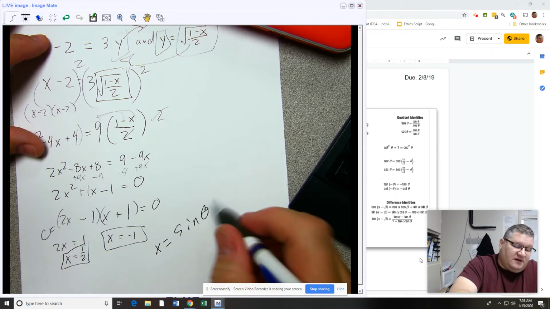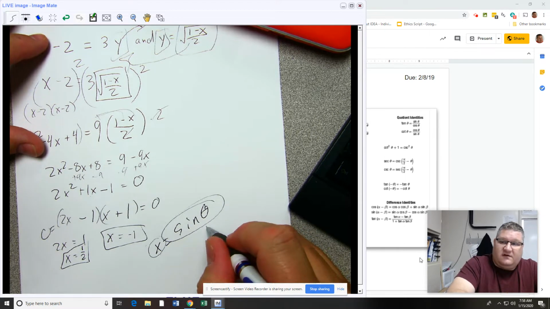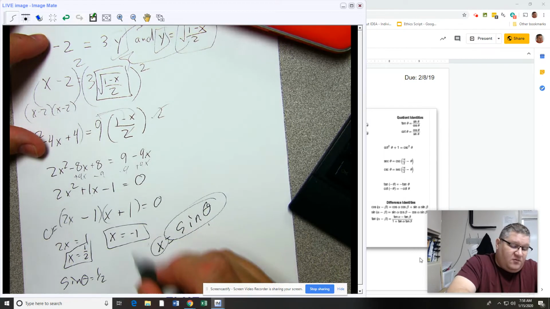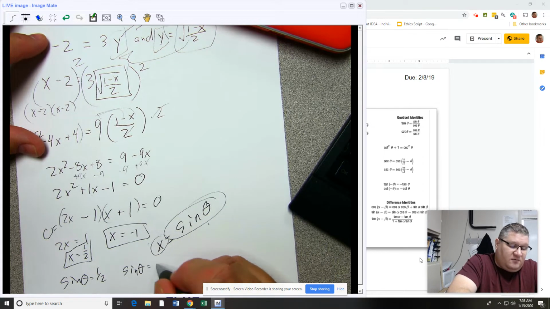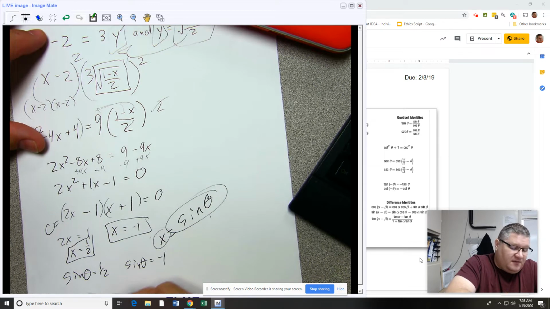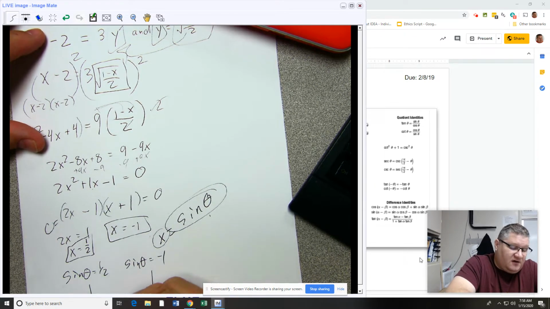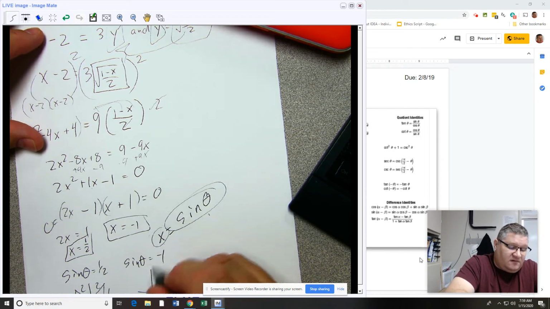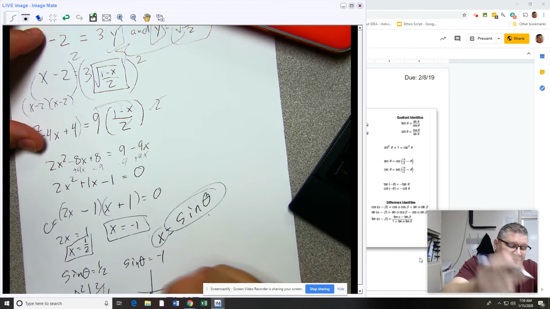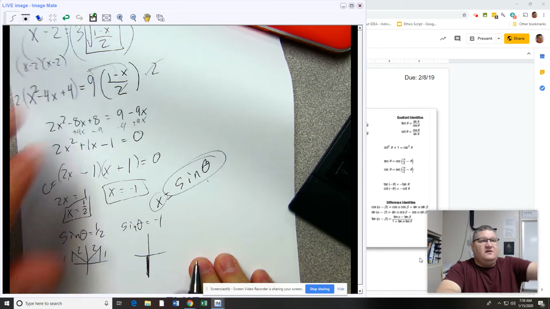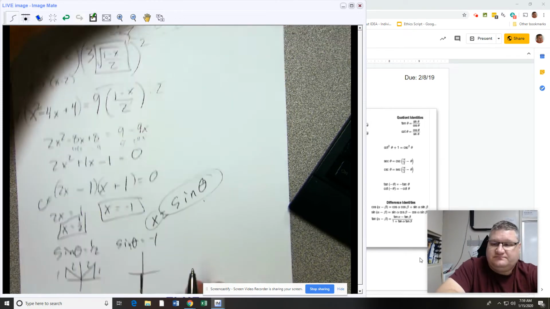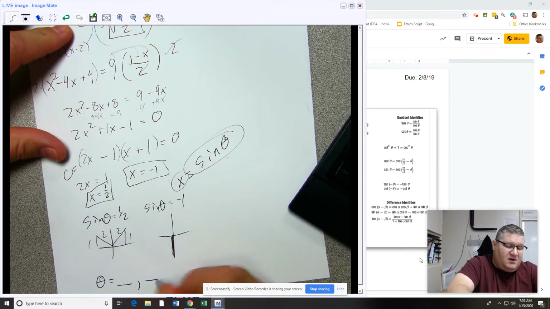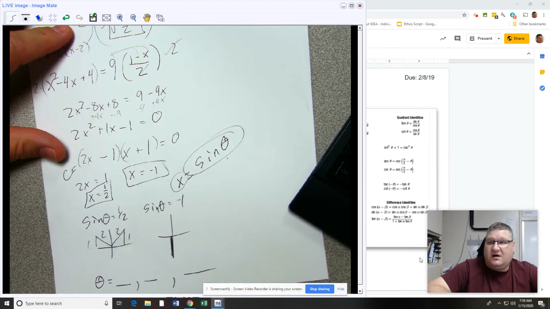Now, ladies and gentlemen, what if x equals, say, sine of theta? Well, if x equals sine of theta, everywhere I see x, I put sine of theta. So where does sine of theta equal 1/2? Where does sine of theta equal negative 1? And at this point, I'm going to draw a triangle for each one of these and say, oh, I don't know, 1 here, 2 here, sine negative 1, opposite negative, so it's here. And I'm going to give angles so that in the end, I have theta equals blah, comma, blah, comma, blah.